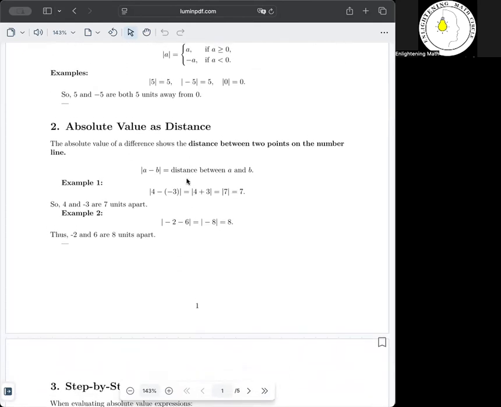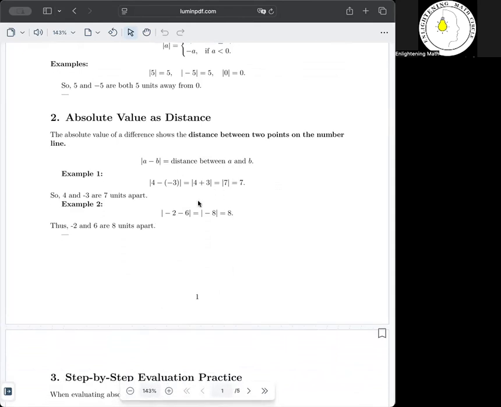So, absolute value as a distance. The absolute value of a difference shows the distance between 2 points on a number line. For example, the absolute value of a minus b equals the distance between a and b.